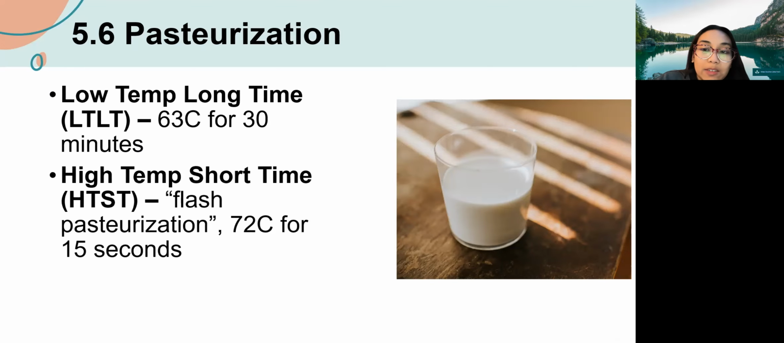That's a significantly different time than 30 minutes, right? Imagine if you had milk at 63 degrees Celsius for 30 minutes. Remember, 63 degrees Celsius is almost double body temperature. And you're keeping milk at that temperature for 30 minutes. So that sounds disgusting. Wouldn't the milk curdle? But when you have the milk at 72 degrees Celsius for 15 seconds, that's way better, right?